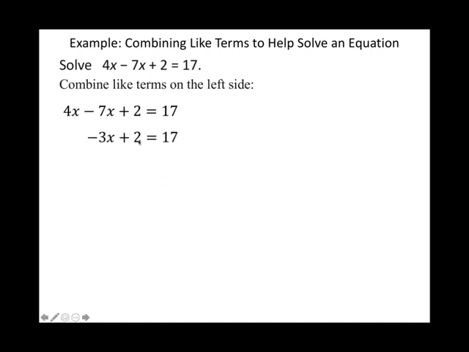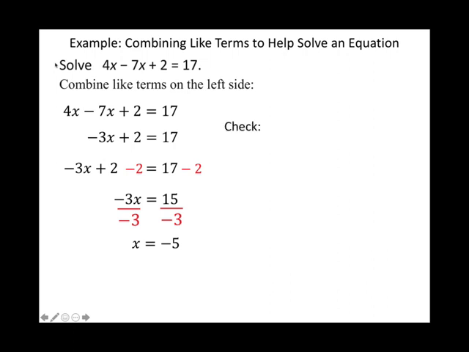And then I want to isolate the negative 3x here, so I want to get rid of the 2. So what are you going to do to get rid of the 2 here? You're going to subtract 2 from both sides. So now you have negative 3x equal to 15. Now divide by negative 3 on both sides, and you're going to get x equal to negative 5.